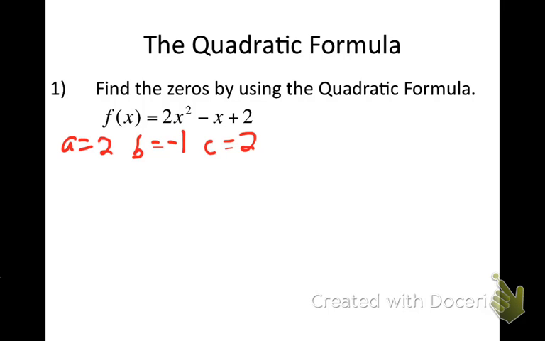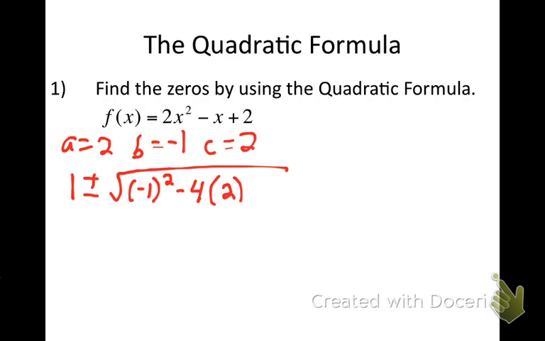I get a positive 1. Does everybody agree with that? The two negatives out front give me a positive 1, plus or minus the square root of negative 1 squared minus 4 times 2 times 2, all over 2 times 2.